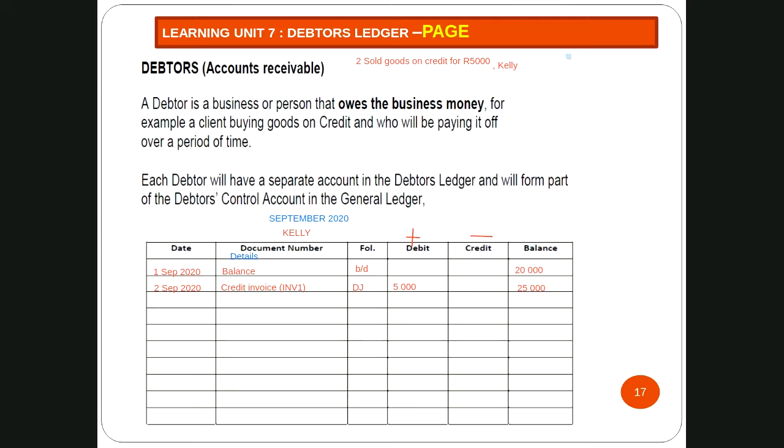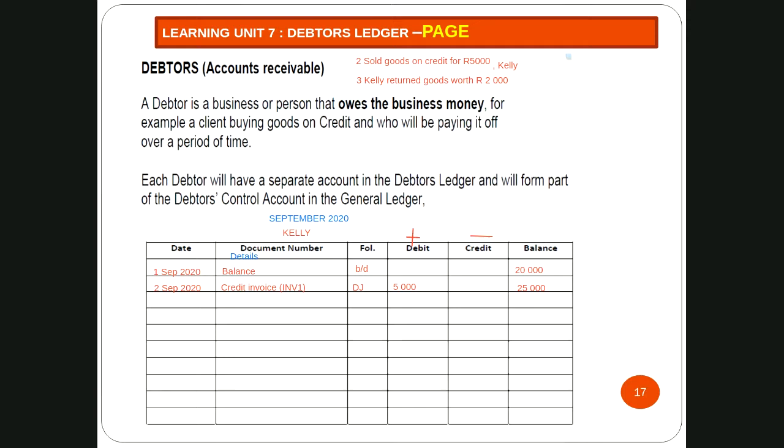Okay. Now, let's say for some reasons, Kelly returned some of the goods back to us. Thank you, Kelly, for allowing me to use your name. I'm going to write it on the third. Maybe she was not happy with the goods we sold to her, because, you know, the shoes that we sold to her, maybe they are not of the same size. So Kelly returns goods worth 2,000.